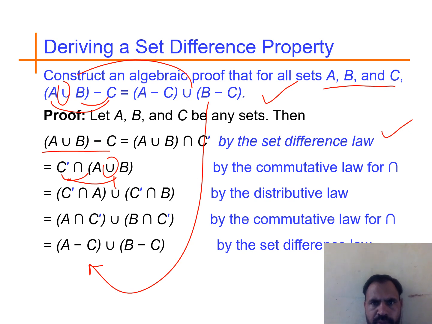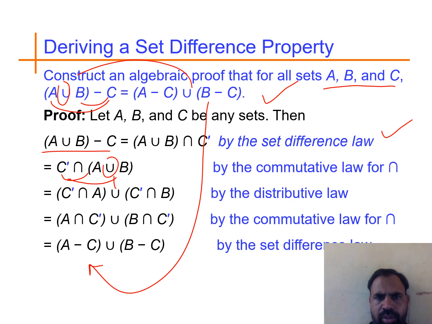Here deriving a set difference property, we construct an algebraic proof that for all sets A and B and C, A union B minus C is equal to A minus C union B minus C. Let A, B, C be any sets, then by the definition of set difference law, A union B minus C is equal to A union B intersection C complement.